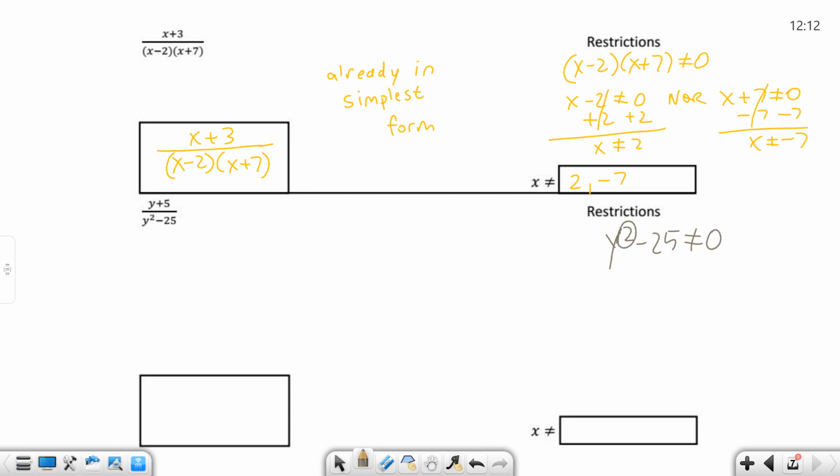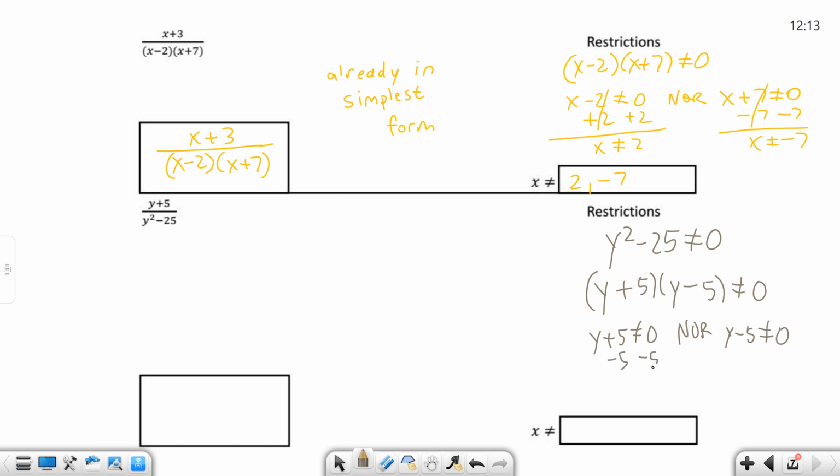This one has a power bigger than 1, so that's why I try to factor it. It is 2 terms with no GCF, even power, a minus, and a perfect square. That says to me difference of squares. So this is going to be 5 and 5, and this is going to be plus and minus. So then y plus 5 can't be 0, nor y minus 5 can't be 0.